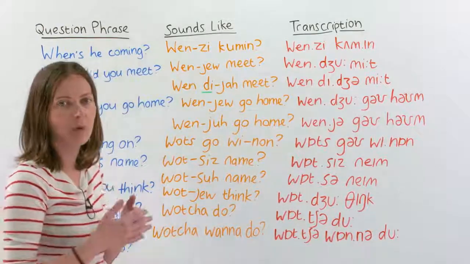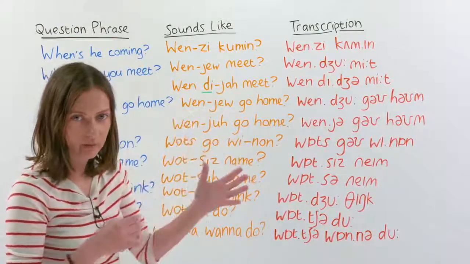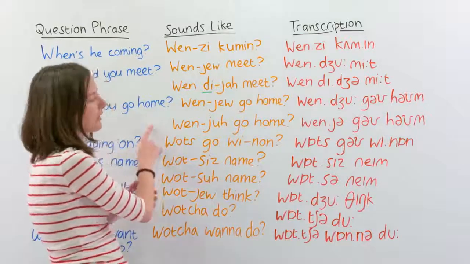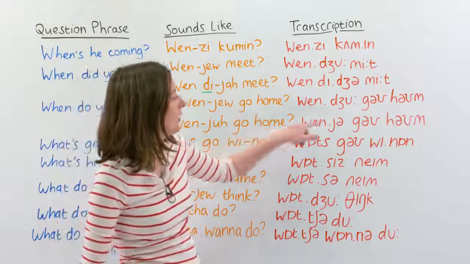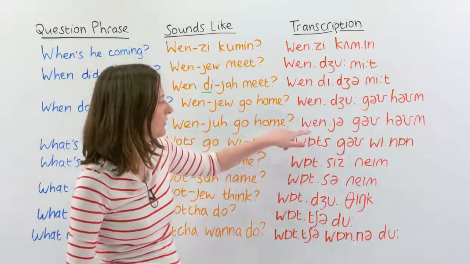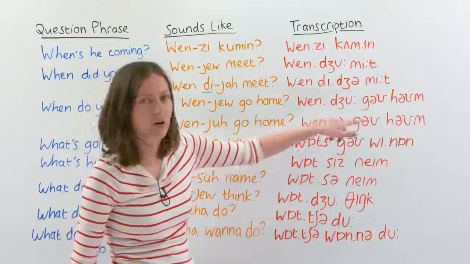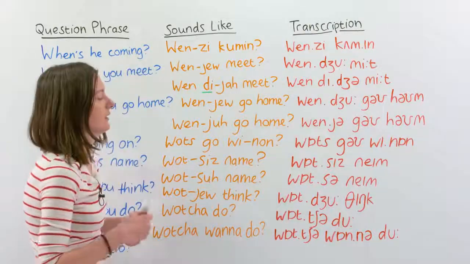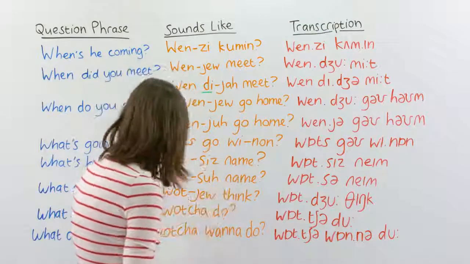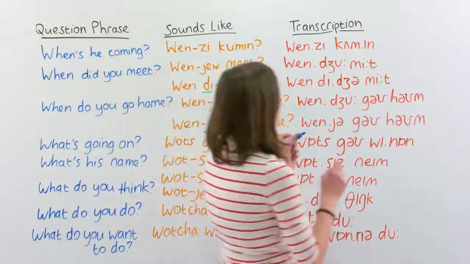I can say that one in a different way. When do you go home? Let's look at the IPA. Oh, there's a mistake here. I've written when ya go home. That's an easy mistake to make. So let's change this.